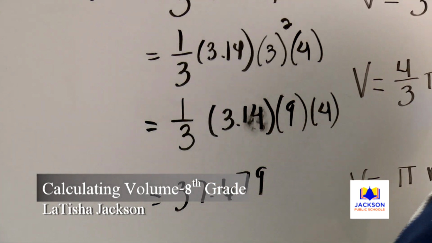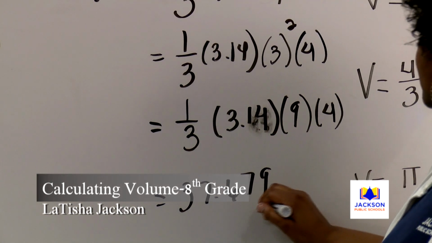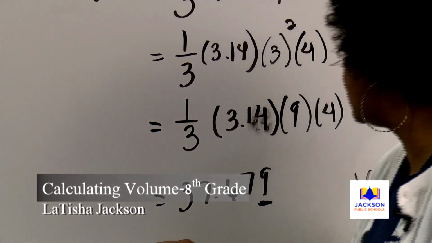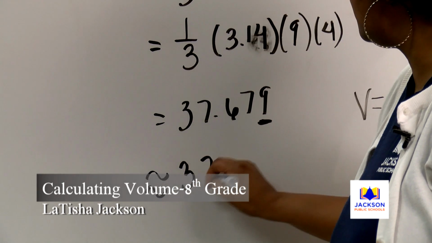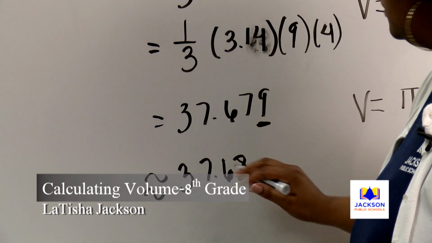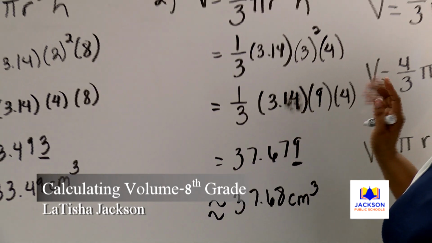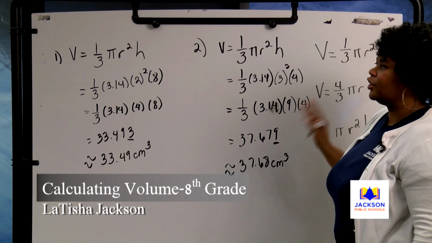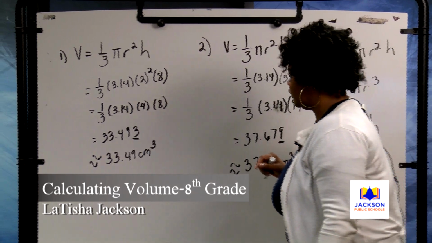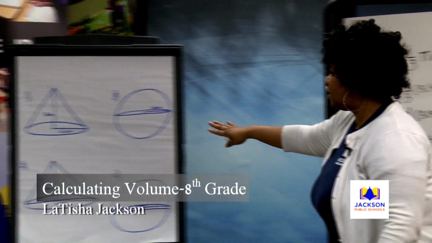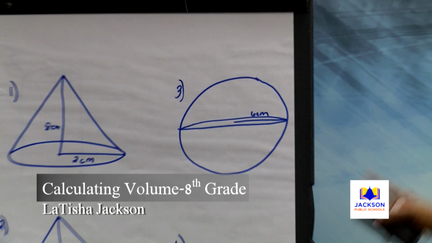And we get 37.679. I'm going to round to the nearest hundredths place. So that 9 is going to make this approximate to 37.68, and my unit is centimeters cubed. Everybody good on volume of a cone? Great. So we're going to go ahead to sphere. Now, a sphere looks like a ball.